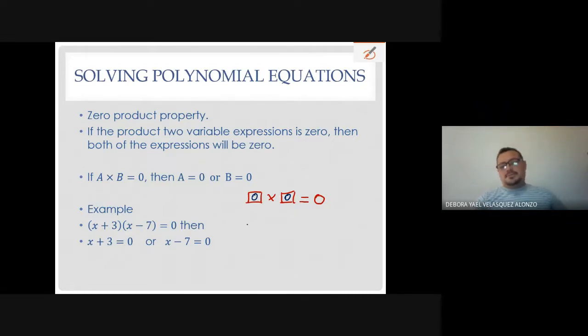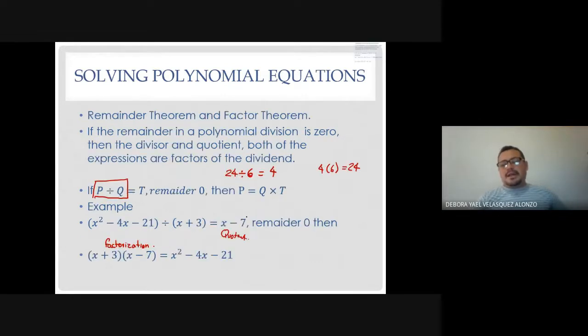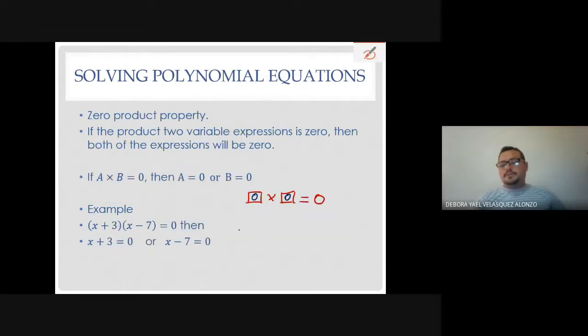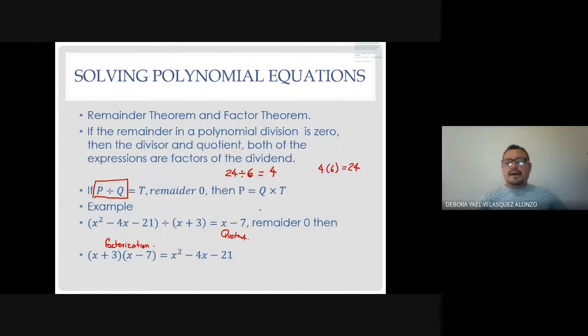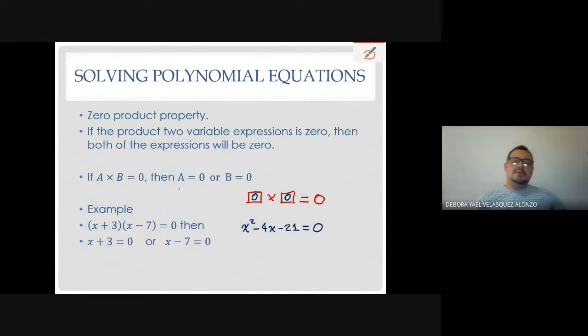Suppose you have the next exercise, the one I showed you: x squared minus 4x minus 21 equals 0. By the remainder theorem, we discovered that this expression should be written like x plus 3 times x minus 7, which is essentially the same. So we factorize that expression like x plus 3 times x minus 7 equals 0. Then I have the product of two expressions, and this is equal to 0.